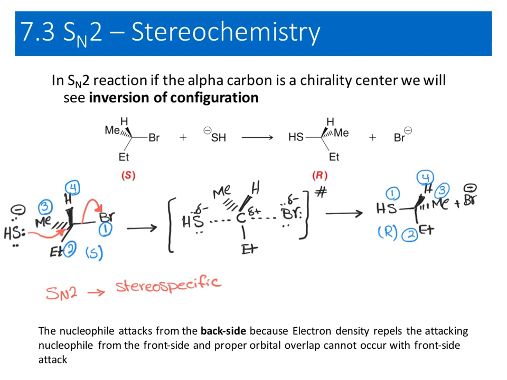Let's look at another reaction for SN2 mechanism. So we can have this substrate that reacts with this nucleophile.